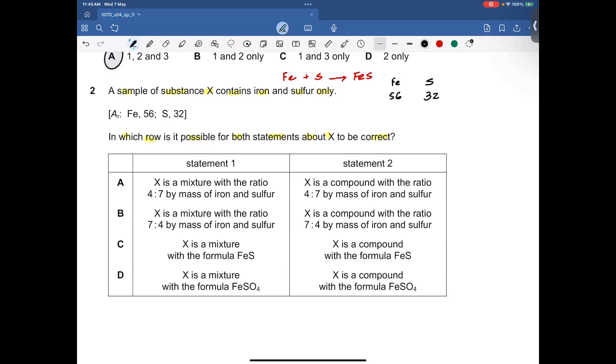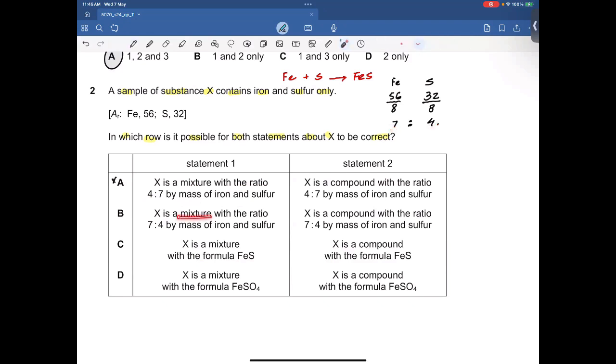If we divide this by 8 and this also by 8, it's going to be 7:4. So I get the simplest ratio, that is 7 and 4. Option A, X is a mixture with the ratio 4:7 by mass of iron. Since the ratio is 7:4, option A is incorrect.